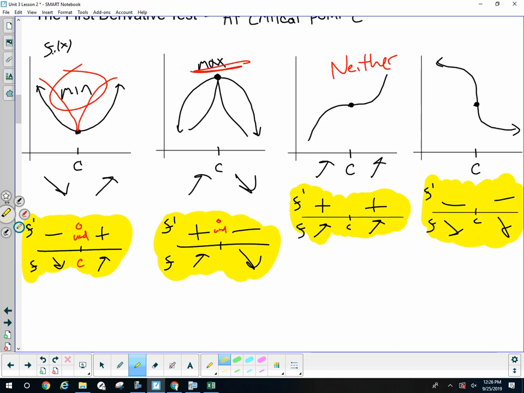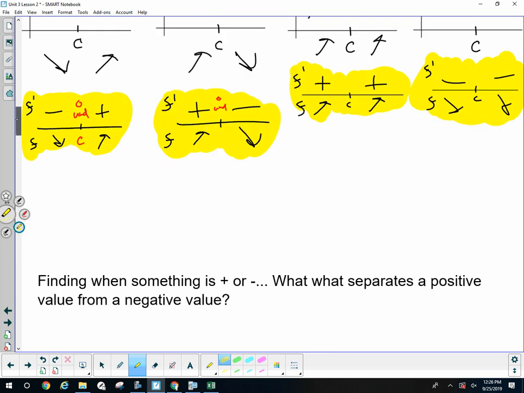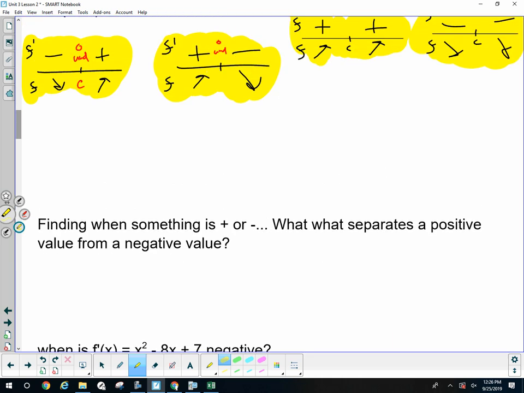Okay? All right. Now, to be able to produce these sign analyses, which are all we're going to be doing today, is our end goal today, we need to figure out when something is positive or negative. Okay? When is something positive or negative? And I'm going to give you a quadratic to think about. Here's a quadratic. Where do we have positive values and where do we have negative values? All right, well, let's look.